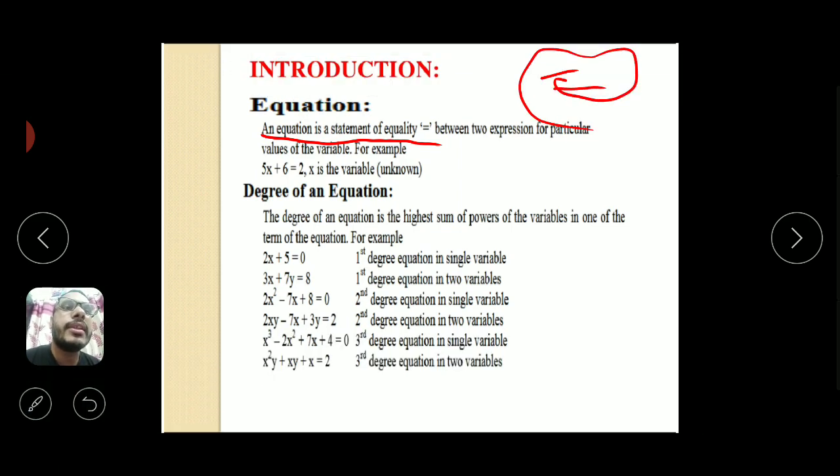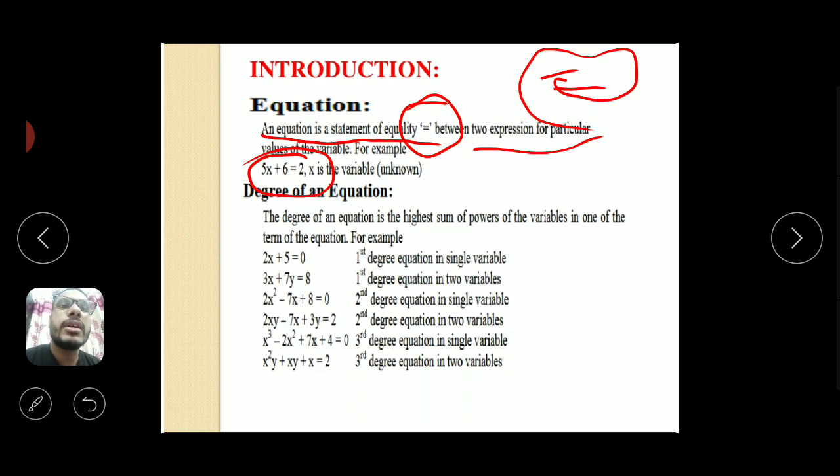The equal to sign is between two expressions, one on the left hand side, another on the right hand side. If you see this particular example here, 5x plus 6 equals 2, x is the variable. So an equation is a statement of equality between two expressions for particular values of the variable. This particular symbol shows the statement of equality, that is equation.